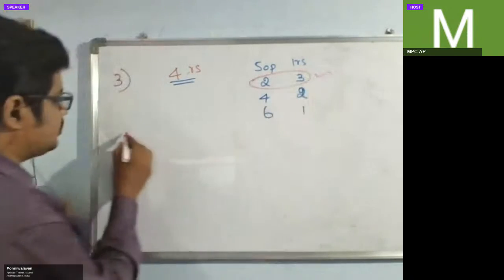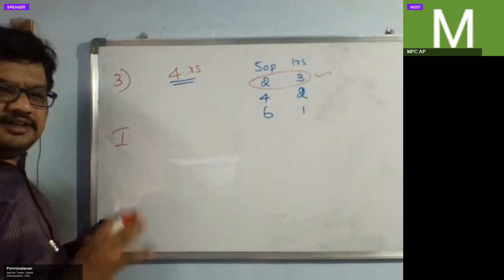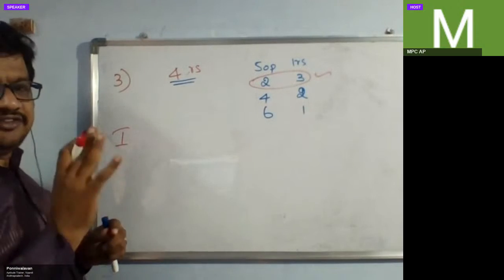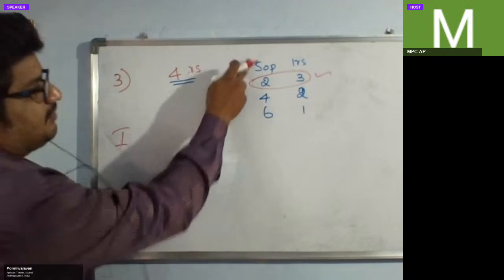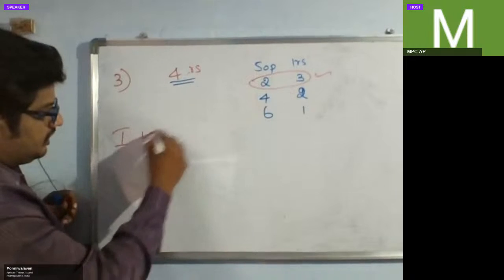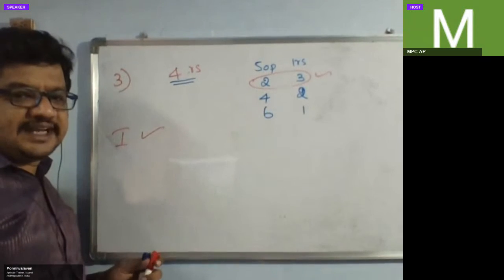So from the first clue itself, have you got the answer? Yes, we got the answer. The number of 50 paise coins is 2. Okay, what's the second clue?